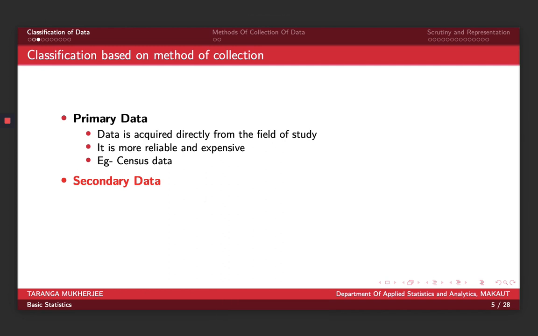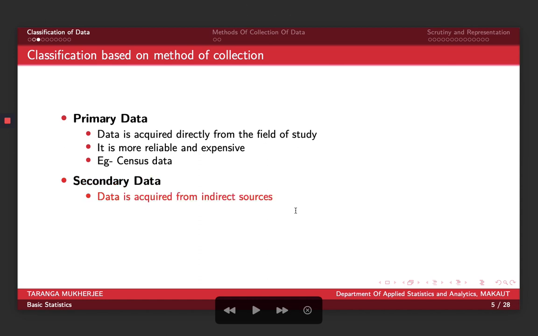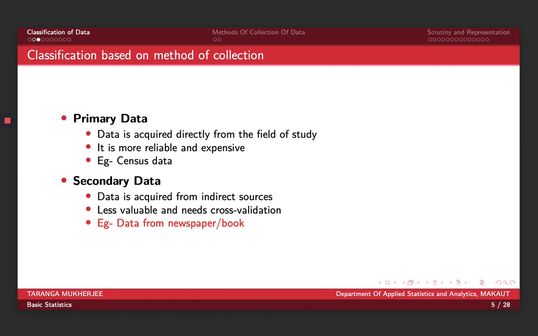But we really cannot reach up to the primary data quite often, so we have to rely upon secondary source of data set. For example, we can collect data from various indirect sources like newspaper or some book or internet, Google, etc. But this kind of data is definitely not as much as reliable as primary one. So definitely we require cross validation. That means we have to recheck every fact that we are getting from a secondary source of data set.